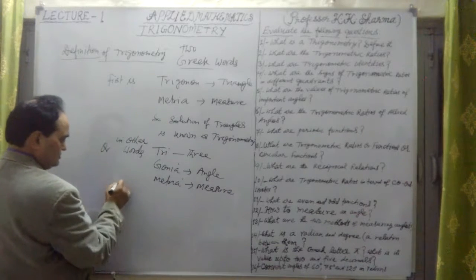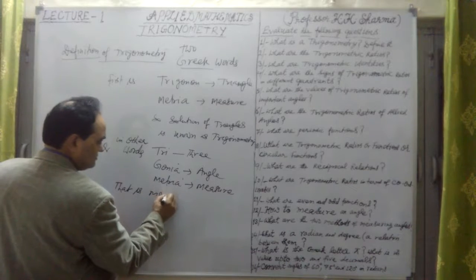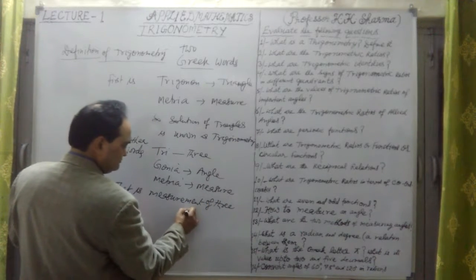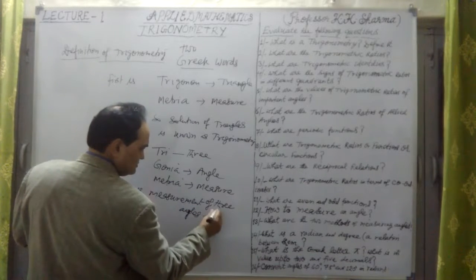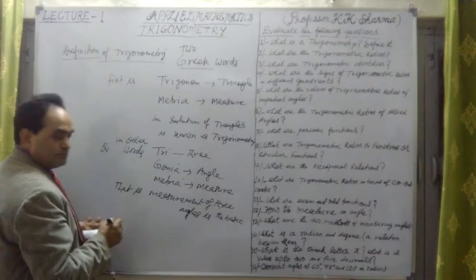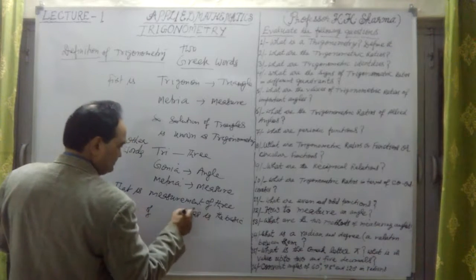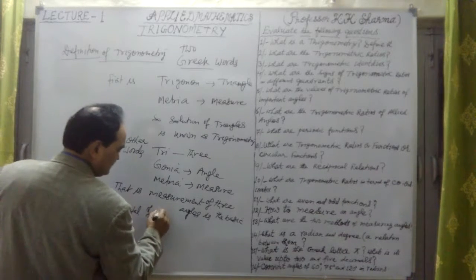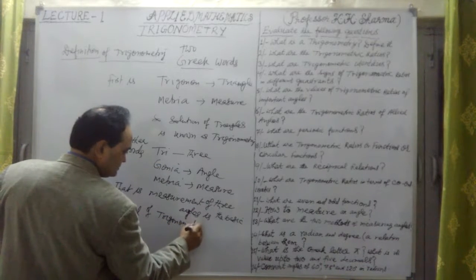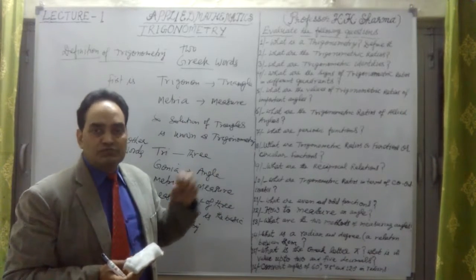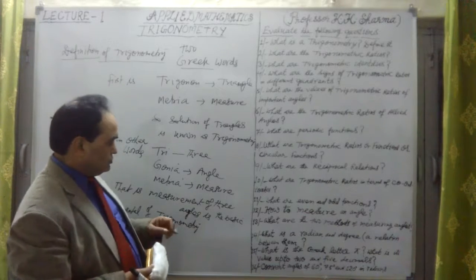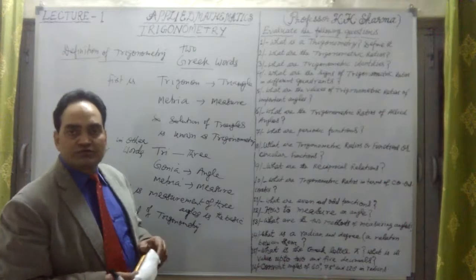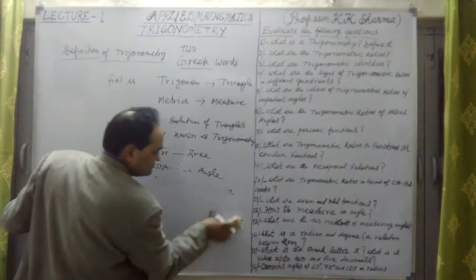Let me write here, measurement of 3 angles is the basic fundamental of trigonometry. Now as I just told you, the solution of triangles is known as trigonometry, or measurement of angles of triangles. The basic definition of trigonometry is measurement of 3 angles.